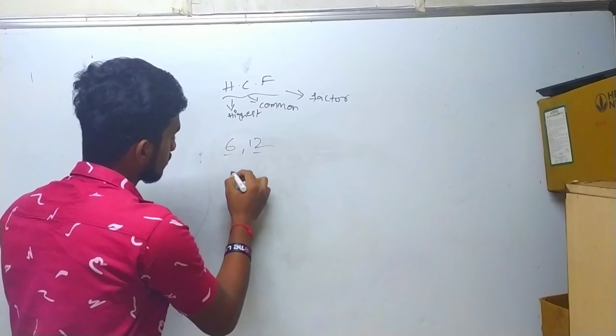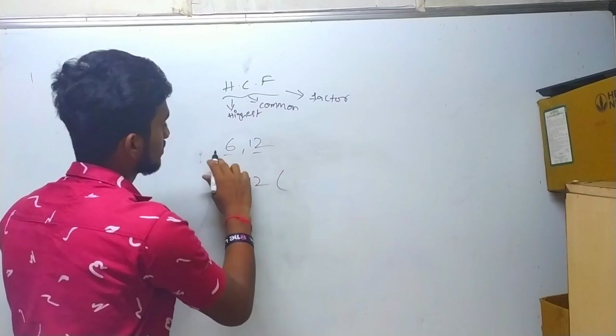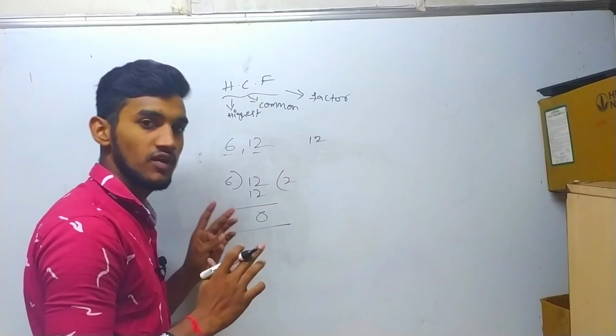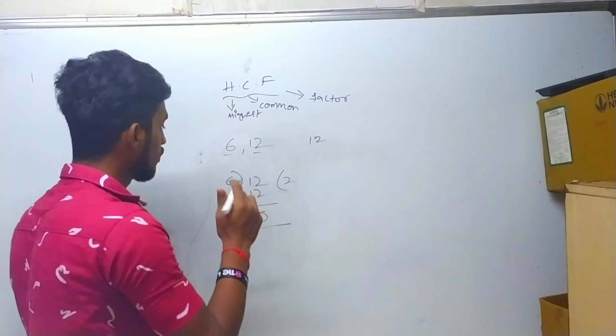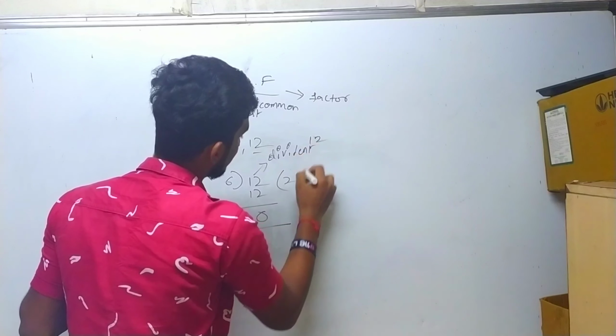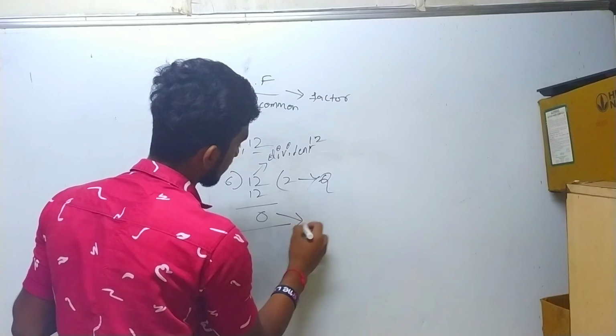How do we do it? We write 12, which is the biggest of the two, in the middle, and then 6 as the divisor. Then 6 twos are 12, so we write 12 and the remainder is 0. This is the way we do it. Here this is the divisor, this is the dividend, this is the quotient and this is the remainder.